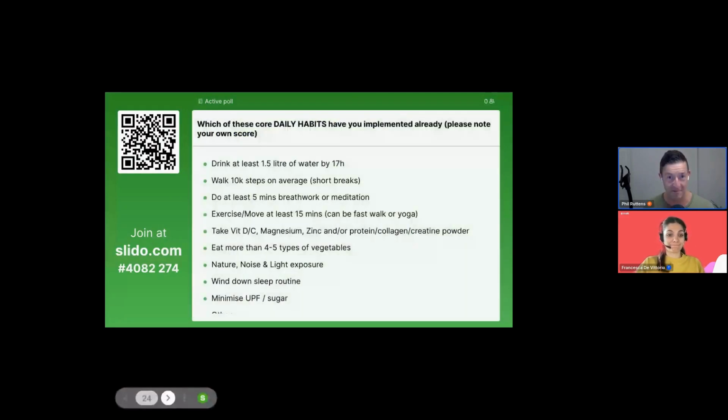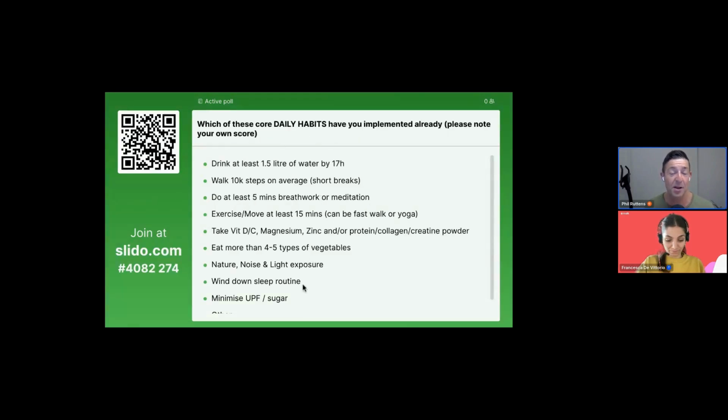So now let's look at habits. Which ones have you implemented already? Choose as many as you want. I'm curious to see, if you are committed, if you are able, then logically you're already in the process of doing some of this stuff.